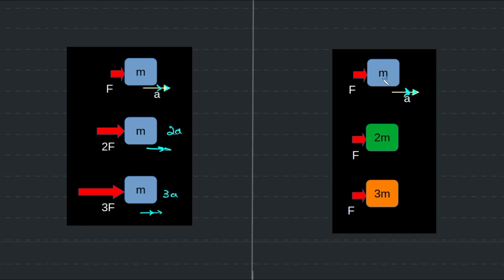Now, I have a force of F for all three cases, but the masses are not the same. For the first case, acceleration is A. For the second case, the acceleration will be 2A. Is this correct? No, it will be A by 2. But why A by 2? And what about the third case? It will be A by 3. Why is that?